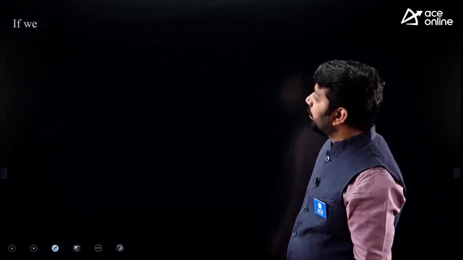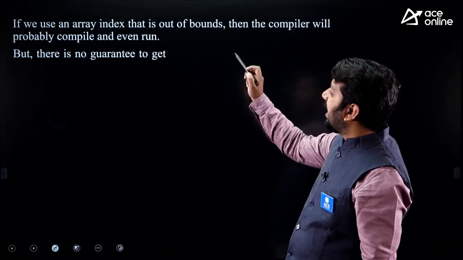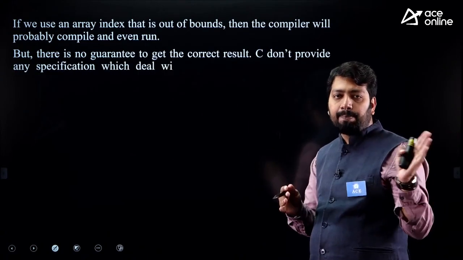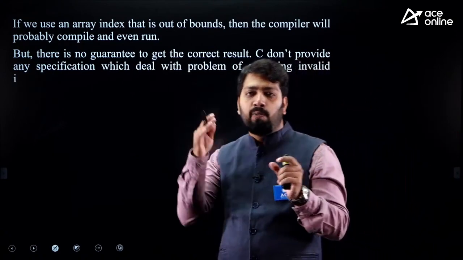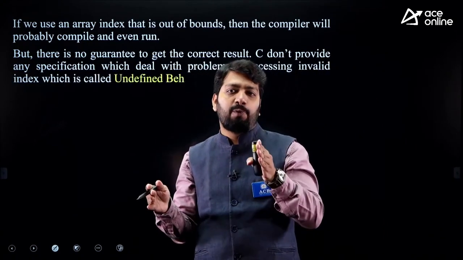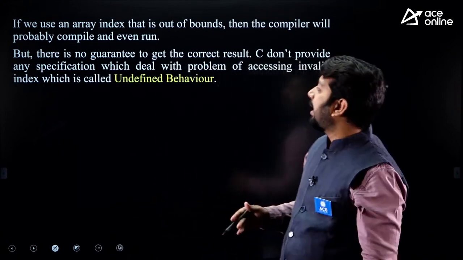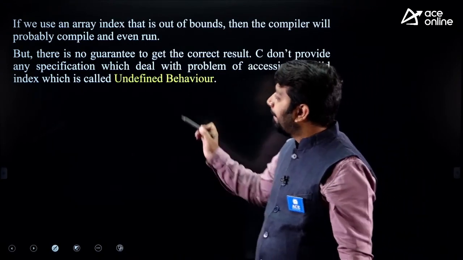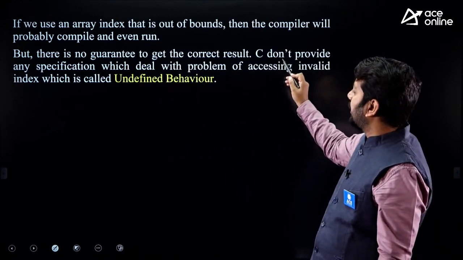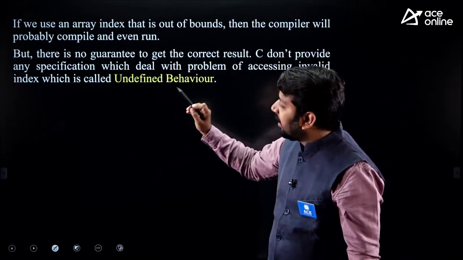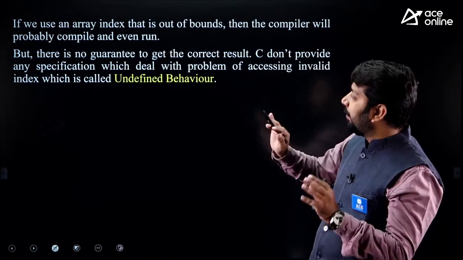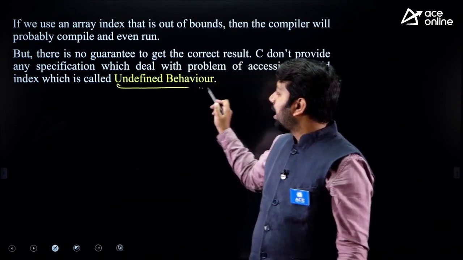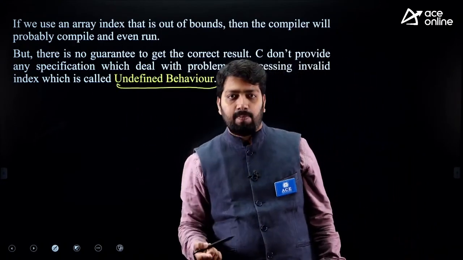Fine. So if we use an array index that is out of bound, that means we are going outside the boundary. Like in our previous example, my array size is 5. That means lower bound is 0, upper bound is 4. But I am trying to access a[10]. In that case, what will happen? There will be no compile time error. Program will run successfully. But there is no guarantee of a correct result. C doesn't provide any specification which deals with the problem of accessing an invalid index, which is called undefined behavior, so the program might crash because of it.